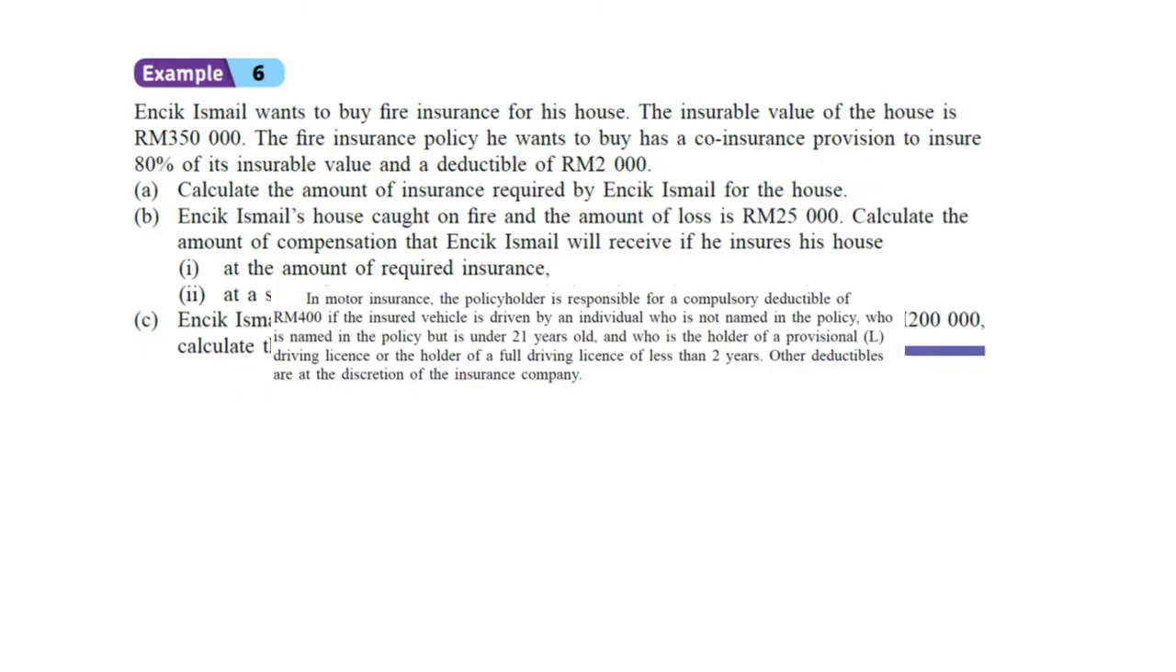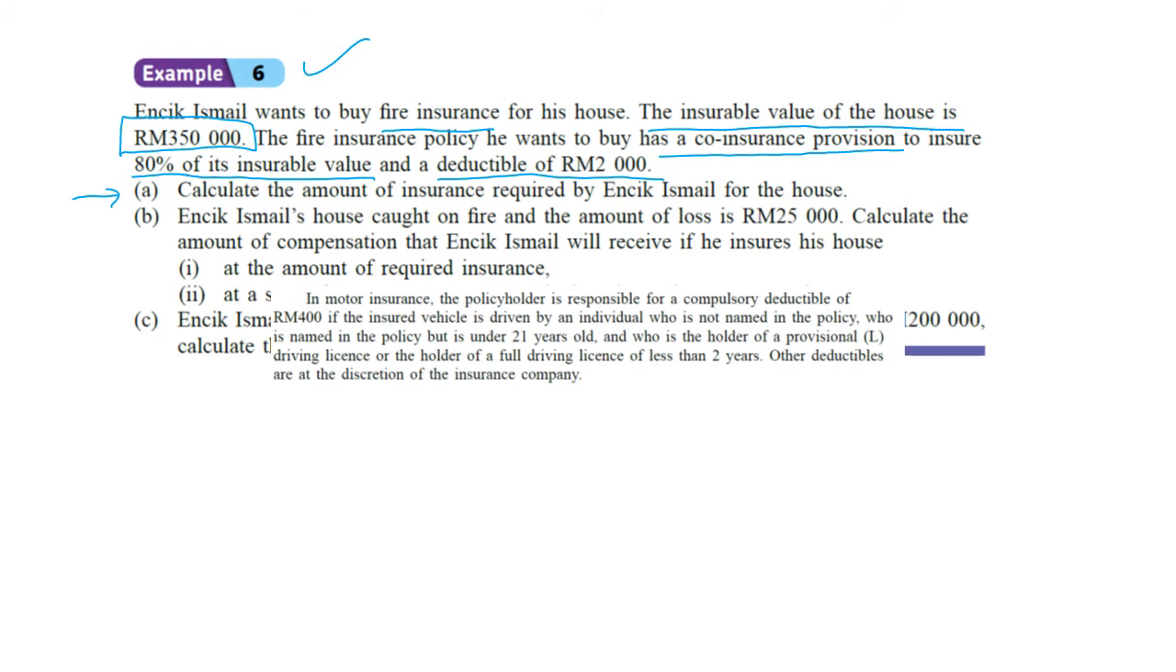Okay, let's see an example. For example 6, Encik Ismail wants to buy fire insurance for his house. The insurable value of his house is 350,000. He wants a co-insurance provision to insure 80% of his insurable value, and a deductible of 2,000. First, you are asked to calculate the amount of insurance required by Encik Ismail for the house.